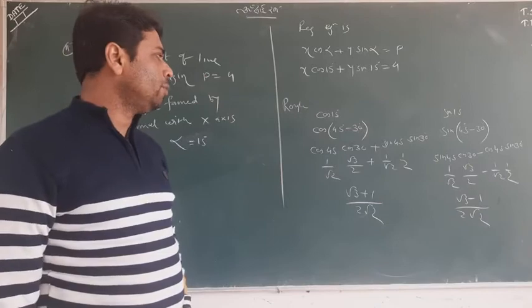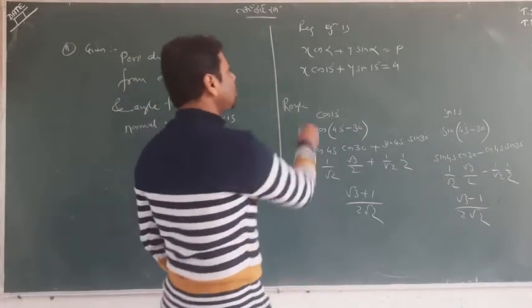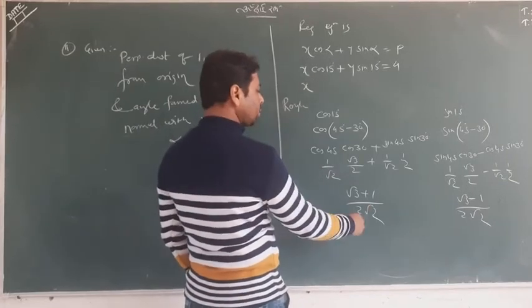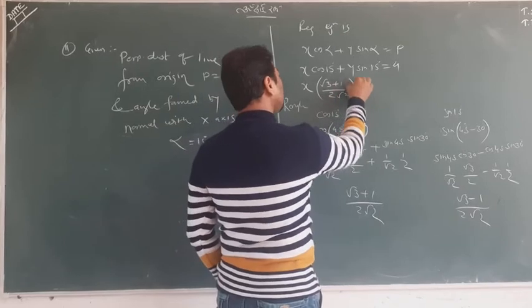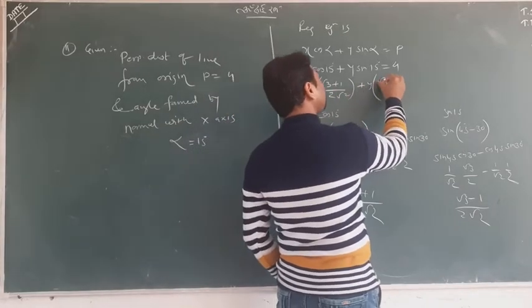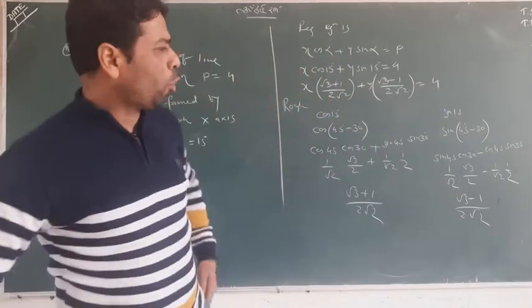So these are the values of cos 30 and sin 30. Put here x instead of cos 15, you will use root 3 plus 1 upon 2 root 2, and y for sin 15, root 3 minus 1 upon 2 root 2, the same answer with negative sign. So hope you are getting this.